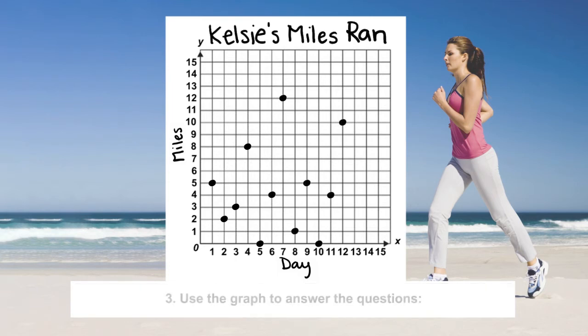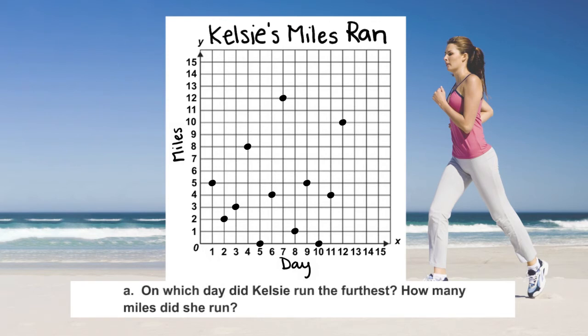The third part of the task is to use the graph to answer questions. On which day did Kelsey run the furthest? How many miles did she run? Since the y-axis represents the amount of miles ran, look at the highest point along the y-axis. 12 is the highest point. Follow this point down the vertical line to 7 along the x-axis. This means that Kelsey ran the longest on day 7.